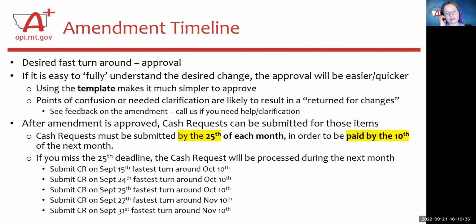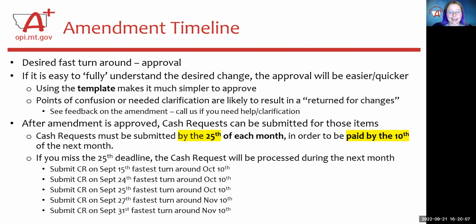And then this is just kind of a general timeline of how amendments work. Our sincere desire is to have a quick turnaround on these amendments. We want to get these back to you as quickly as possible. And if it's easy to fully understand what happened in the amendment, like if you use the amendment template, the approval will be much smoother. It'll be much quicker. Using the template makes it a lot simpler for us to understand what happened, and it makes it simpler for us to approve.